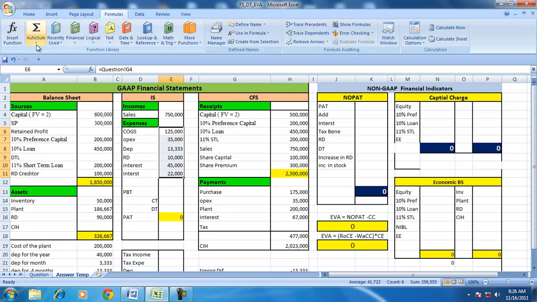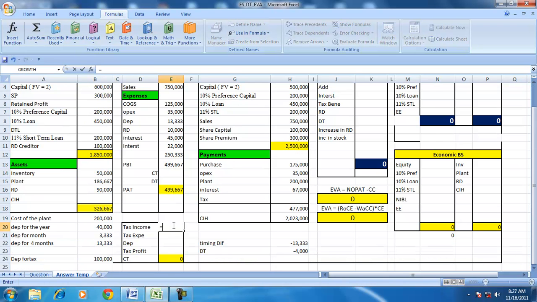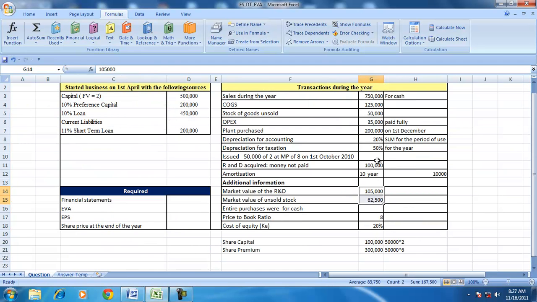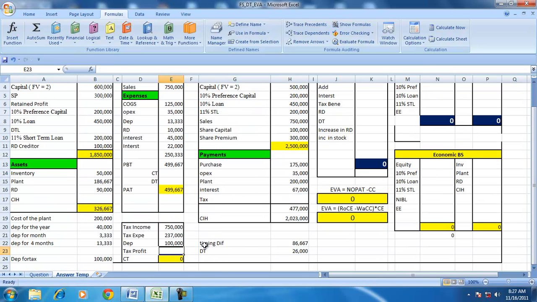So we'll find the total expenses. Profit before tax is equal to 499, but to determine the current tax we need to find the taxable income minus the taxable expenses. The taxable expenses are COGS, OPEX, amortization, interest, depreciation, but the depreciation is 100,000 because that's showing depreciation at 50% for the year, irrespective of the period for which you have used the asset.